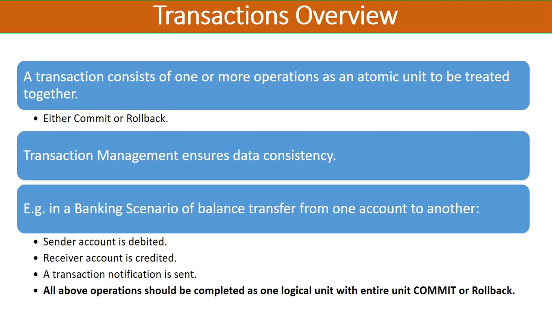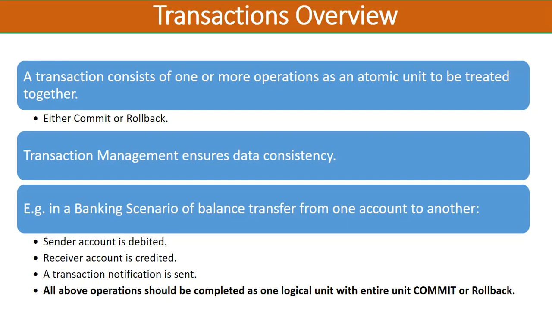So let's first have a look at transaction basic concepts and a high-level overview. A transaction consists of one or more operations treated together as an atomic unit. Whenever you are implementing your projects and creating your message flows, there are certain types of operations for which you want either all of them to be committed together, or, in case of any issues or errors, the entire group of operations to be rolled back.